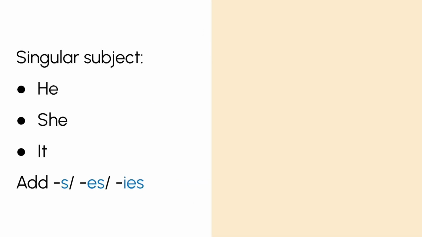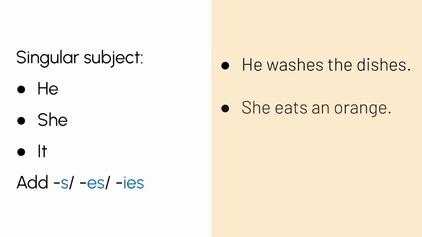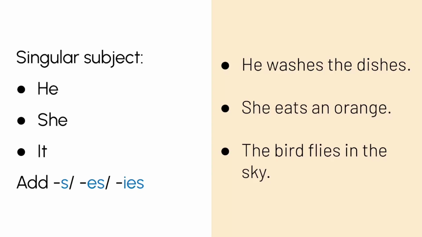To use the simple present tense for a singular subject like he, she, or it, you will add an S sound to the end of the verb. For example, he washes the dishes. She eats an orange. The bird flies in the sky.